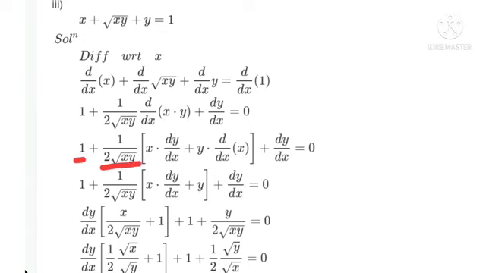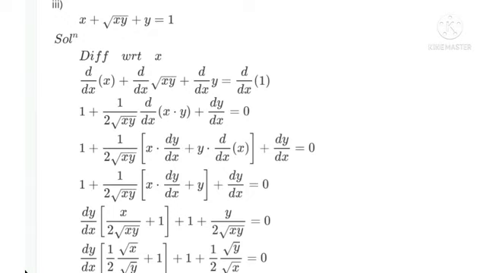Then we get 1 as it is. Then 1 upon 2 root xy. Here you use the product rule: first into derivative of second plus second into derivative of first. dy by dx as it is, equal to 0. So take 1 upon 2 root xy as it is, and dy by dx as it is. The derivative of x is 1. So what remains? x into dy by dx plus y. Okay. From this you calculate the value of dy by dx.